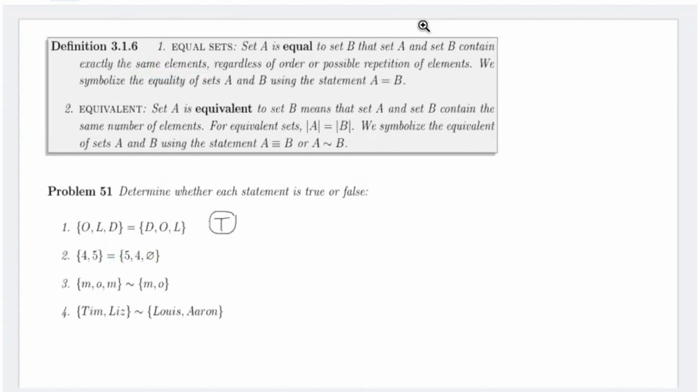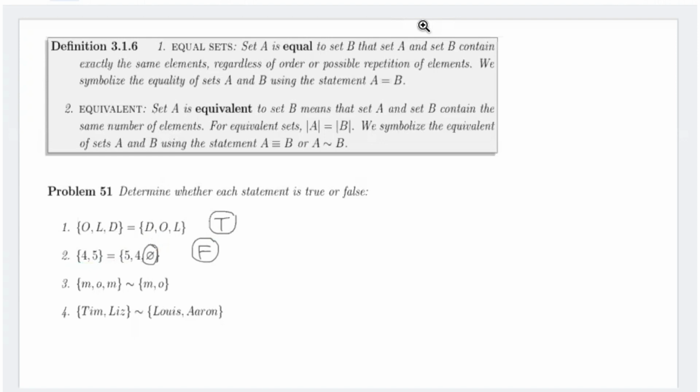The second one is not true. Why not? Because it has 2 and 3 things in the set, so it's not equal. Remember, we have to have the same elements. The elements in one set are 4, 5. The elements of the other set are 5, 4, and the empty set. So we have an extra empty set inside of this set. So false. Very good.